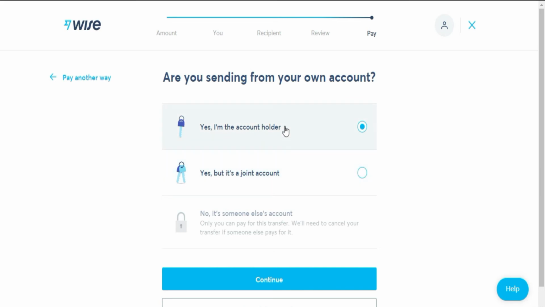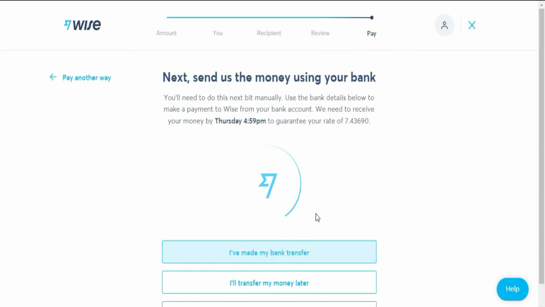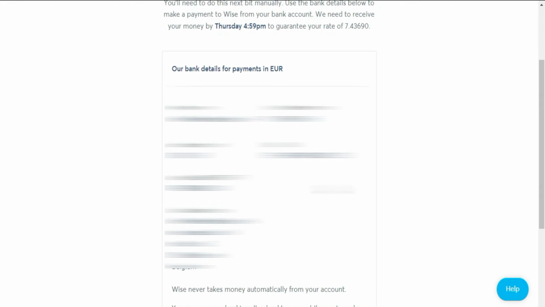In the case of using bank transfer, we must indicate if we are ourselves who will send the money or someone else, and the way in which we will make the transfer, and that's it. Once you have made the payment, the money will be on its way to the bank account you have indicated. This way, you will have been able to send money with another currency, without paying the high commissions that banks have, in addition to unfavorable currency exchange rates.